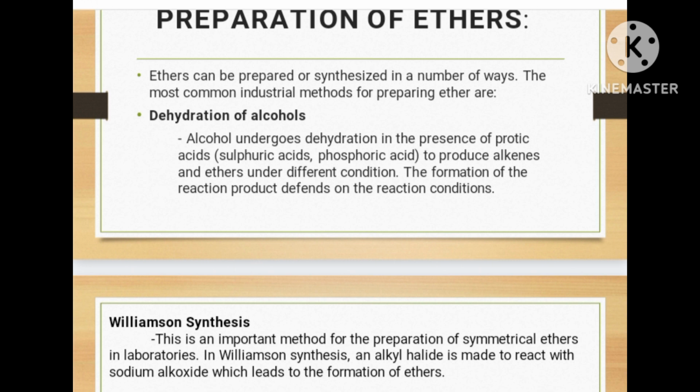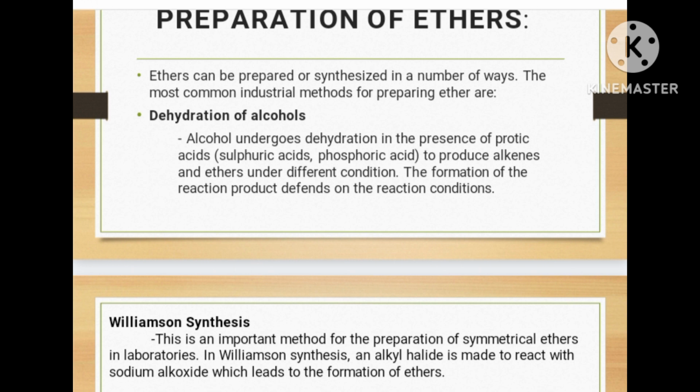For instance, dehydration of ethanol at 413 K results in ethene, while dehydration at 443 K results in ethoxyethane when sulfuric acid is present.